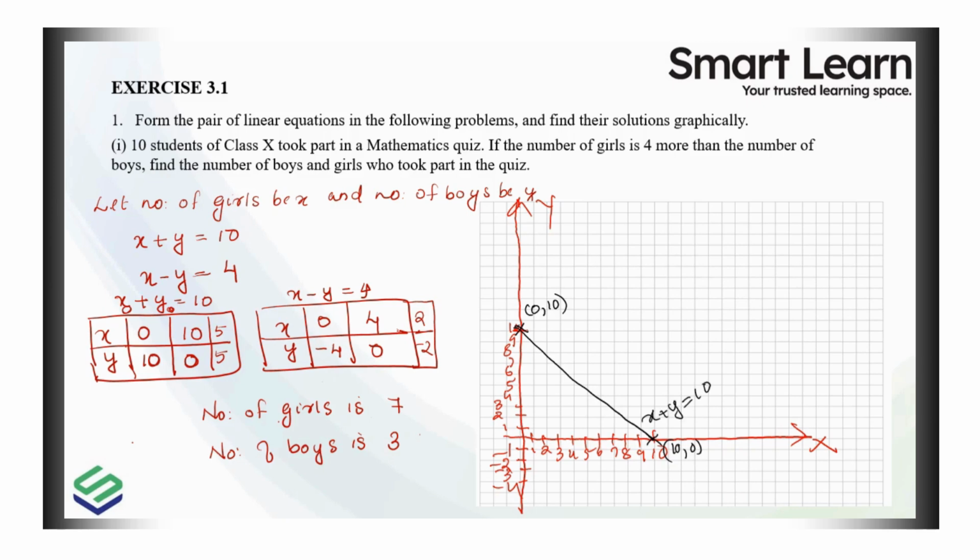You can write any other point also, right children? Look here, this is 5, 5. One point on this line is 5, 5, that I wrote here. Now next one is 0, minus 4. So it will be here, 0, minus 4, and next is 4, 0. So here it is 4, 0. So this you will get.